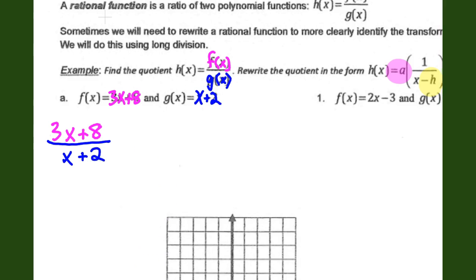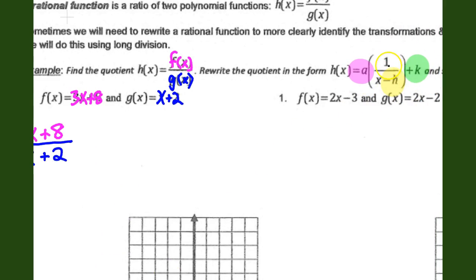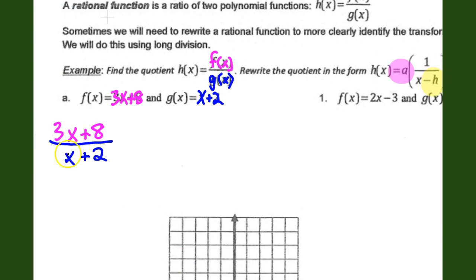Now, of course, we're trying to get this, with a 1 on top. So we're starting off with 3x plus 8 on top, so that's not okay. We've got to do a little bit of work. So here's what we're going to do. We're going to revisit our old friend of long division. So go ahead and divide these two using long division. You could technically do synthetic division as well. And let's see what we get.